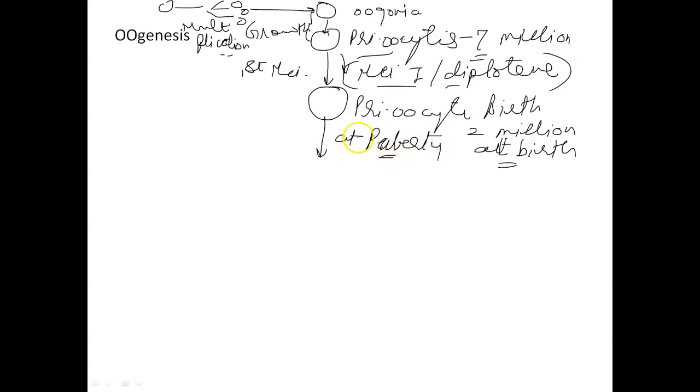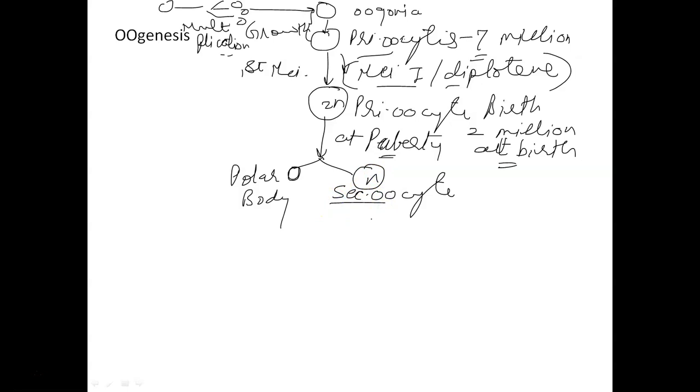At puberty, the diplotene stage again starts division, and the first meiotic division occurs at the age of 12 to 13. At that time, two cells are formed: one is a smaller one, known as the polar body, and the other is known as the secondary oocyte. Need not tell here that the primary oocyte was 2n, so after the first division is complete, it is n.